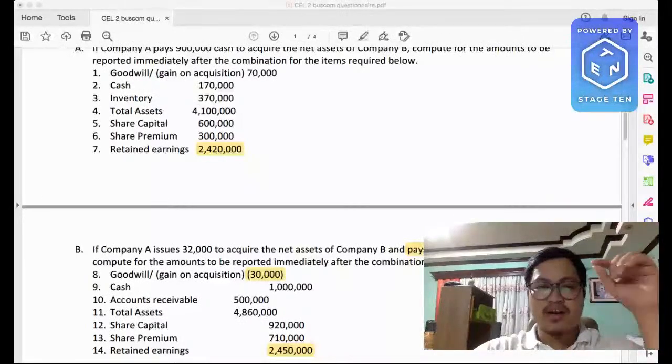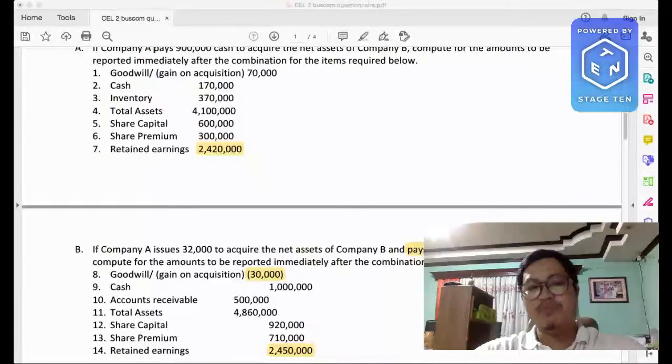But aside from that, are there other possible items that will be deducted or that will affect your share premium? Yes, if there are stock issuance costs. What's the effect of your stock issuance costs? It would be a deduction to your share premium. So share premium may increase as a result of the issuance of shares above the par value. If the fair value of the shares is greater than the par value, then your share premium is expected to increase. But such increase could be slightly reduced by the stock issuance cost.